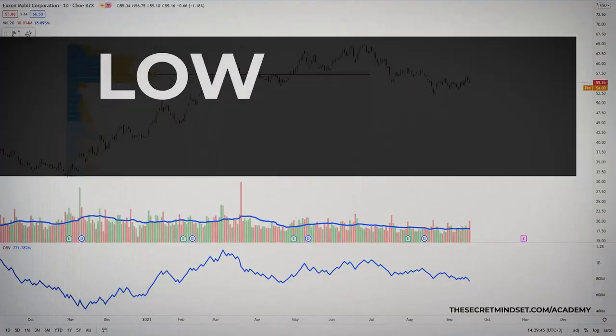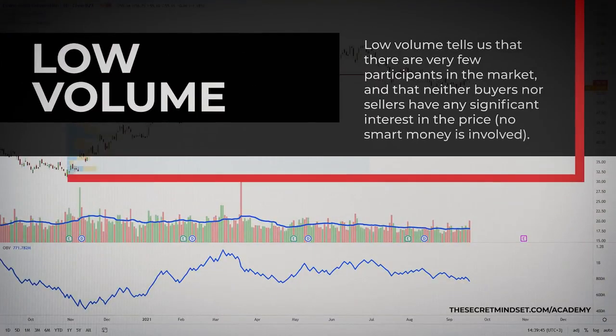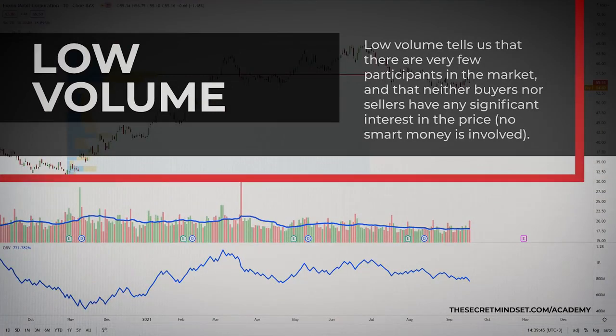Low volume tells us that there are a few participants in the market, and that neither buyers nor sellers have any significant interest in the price. In this scenario, no smart money will be involved, and therefore any moves from individual traders will be weak.